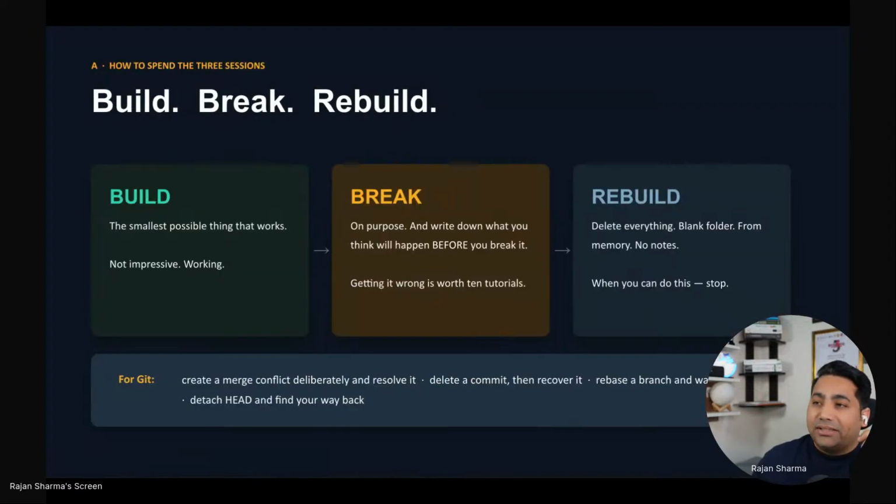So that's why it's very important to keep doing that with build, break, and rebuild. Make the smallest possible thing that works, not impressive, but working, and then break it on purpose. This is the step that separates people who use technology from people who understand it. And there's the discipline that makes it powerful. Before you break it, write down what you think will happen, then break it, and then compare.